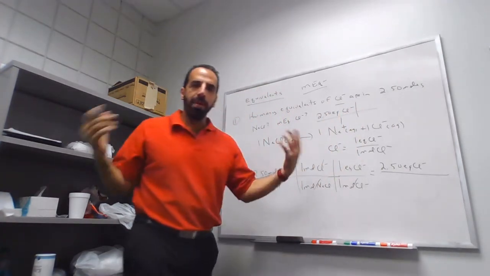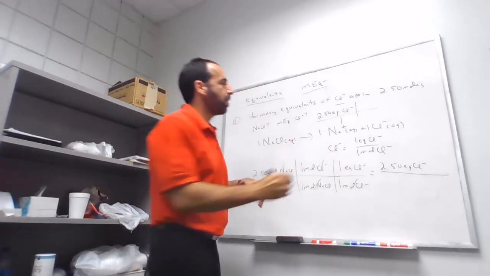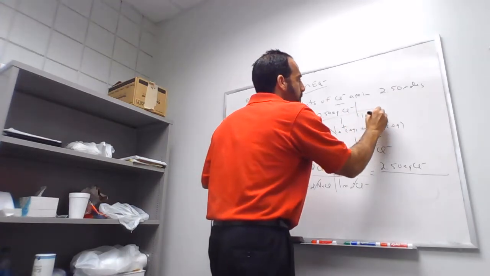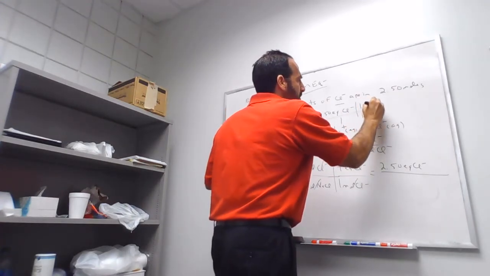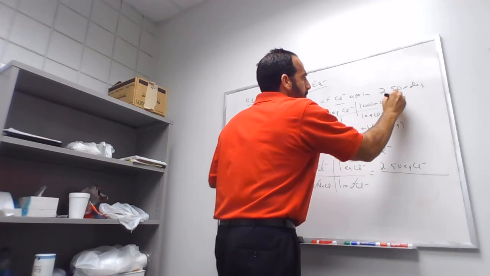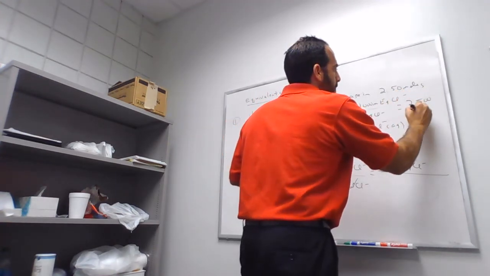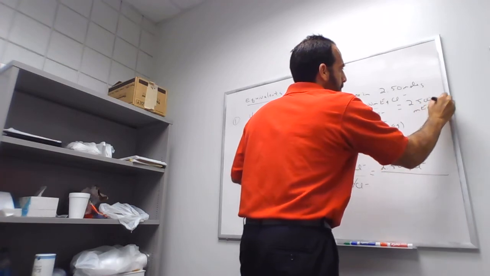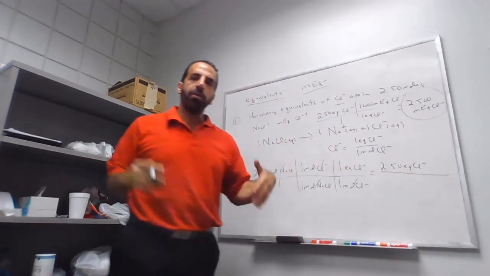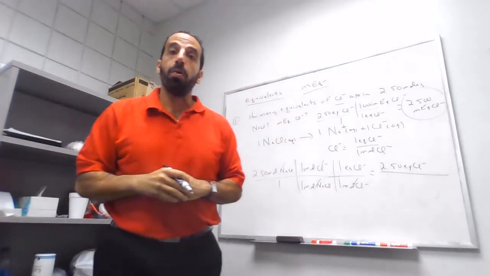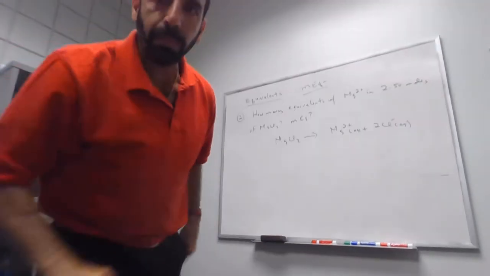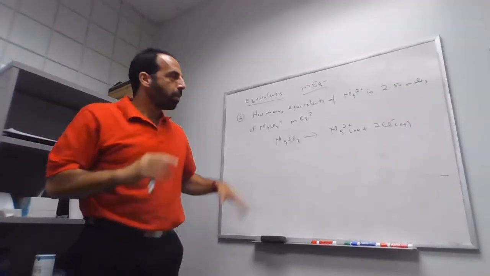Again, you have that prefix milli, just like millimeters to meters. So 1 equivalent of chloride is 1,000 milliequivalents. So that gives 2,500 milliequivalents of the chloride ion. So let's do another one.